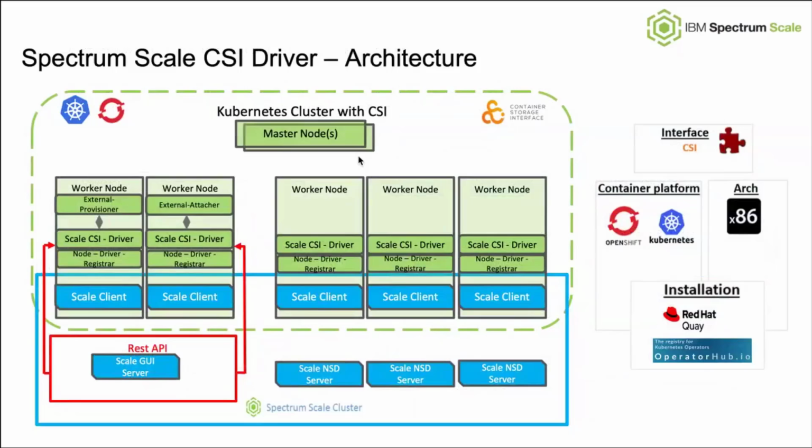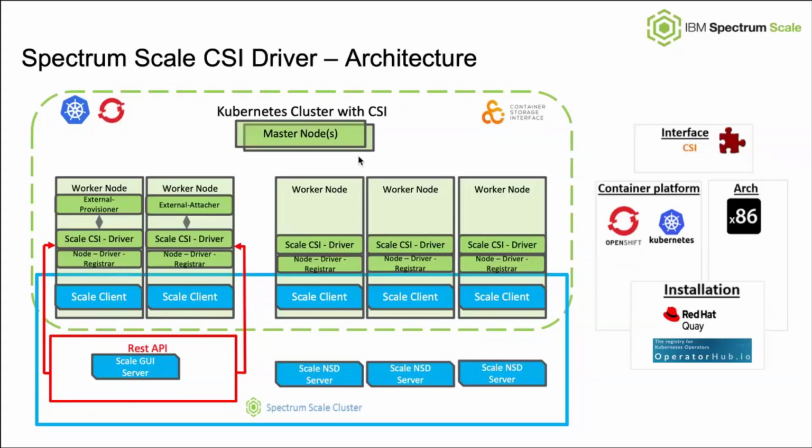Now let's look at the high-level architecture of the CSI driver. So in this figure, the green dotted rectangle represents a Kubernetes cluster or an OpenShift cluster. And the blue rectangle represents the Spectrum Scale cluster. So as you can see, there is an overlap between these two clusters because we need Spectrum Scale client to be installed on all or some of the worker nodes of your Kubernetes cluster where your application needs to run. Now this is because through this Scale CSI driver, we are providing POSIX access for your containers.